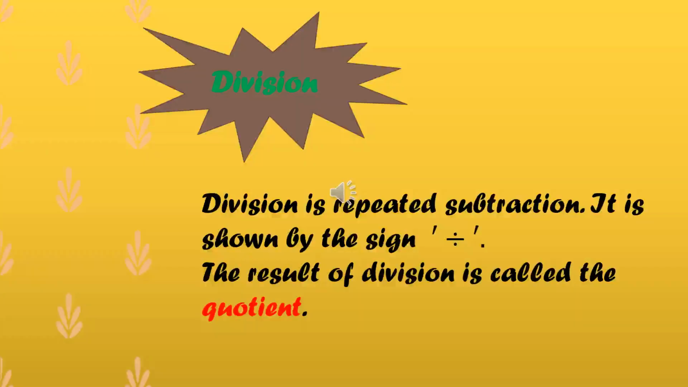You have already learned in your previous chapter of multiplication that multiplication is a repeated addition of a number, right? So children, division and multiplication are related to each other. Division is just the opposite of multiplication. So division is repeated subtraction and it is shown by the sign obelus. The result of division, the answer which we get after doing division, is called the quotient.